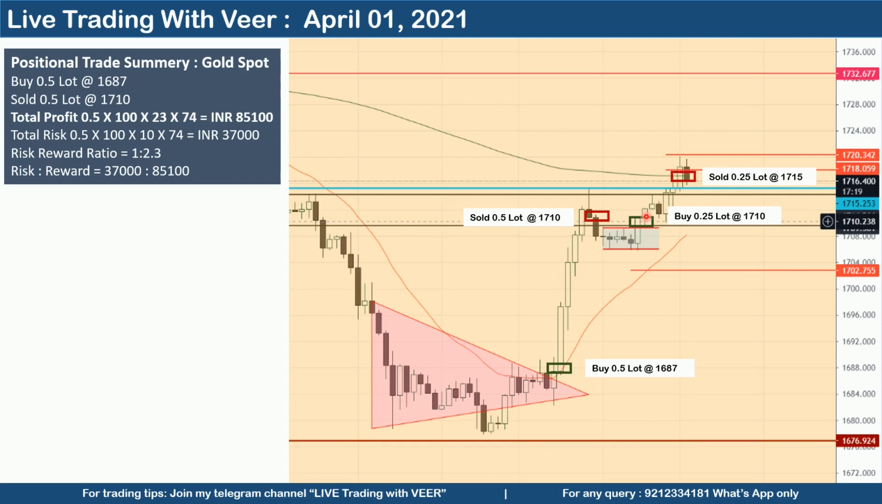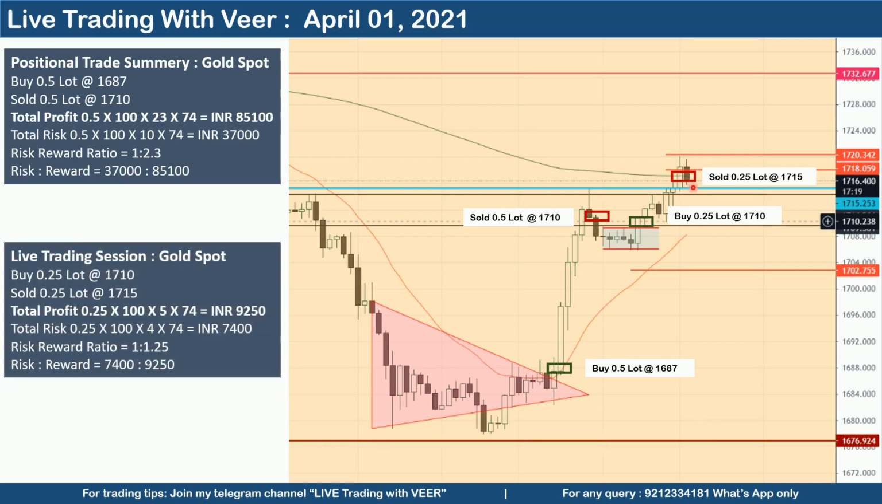Why? Because you can see this is the moving average, and it is behaving like a good resistance. So I exited at this point, and in this trade I also earned around 9,250 rupees.